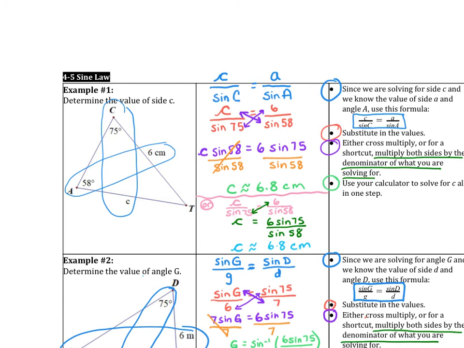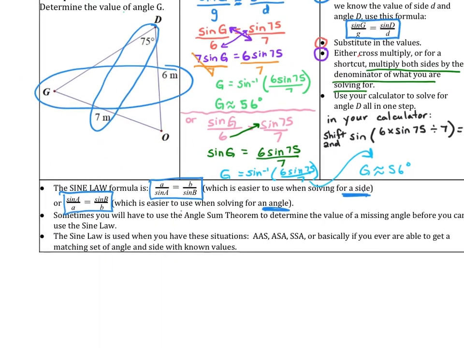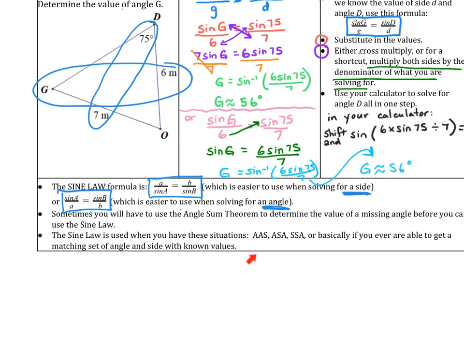So there's two ways to know if it's a sine law question. Again, like I said, you need to have a matching set of information, or you can figure out a matching set. And the piece of information you're solving for, you need to know the opposite information. So this will occur in one of these situations. If you know two angles and a side, it doesn't matter if the side is in between the two angles you know, or not in between the two angles you know.